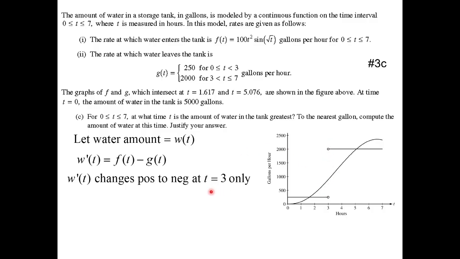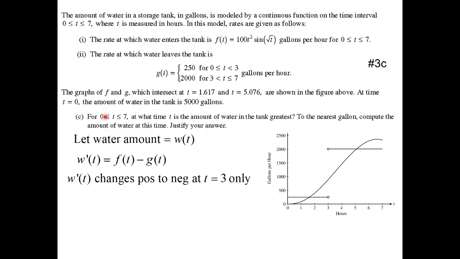And that gets me off the hook of having to test out these other critical values, because there's no way these could be the local max, the absolute max, because they're local mins. So now we only have to test out what w of t is at 3 and also at our endpoints 0 and 7. Okay, well, 0 is kind of easy.